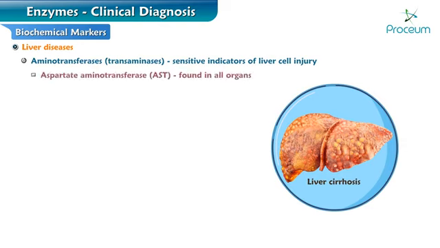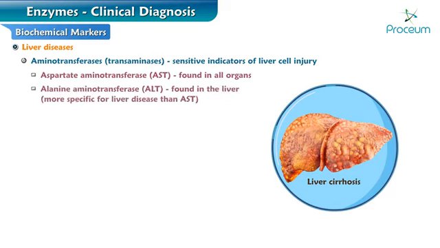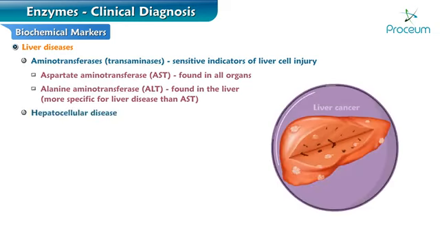Aspartate aminotransferase, or AST, is found in almost all organs. Alanine aminotransferase, or ALT, is found primarily in the liver and is, therefore, a more specific indicator for liver disease than AST. In hepatocellular disease, ALT elevation is slightly higher than or equal to AST, so the AST-ALT ratio is less than 1. In cirrhosis, the ratio becomes greater than 1.